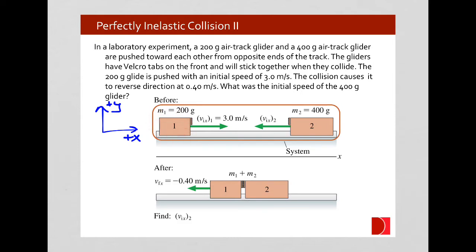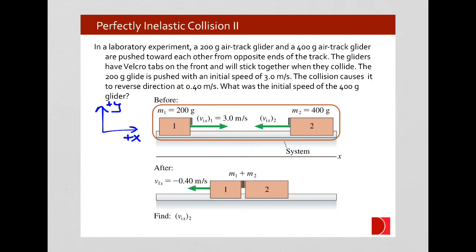So arbitrarily we'll pick glider 1 to be moving to the right, glider 2 to be moving to the left, and we're told that the 200-gram glider, the first glider, reverses direction, and so it'll actually be moving to the left at the end. This is what we're trying to find.